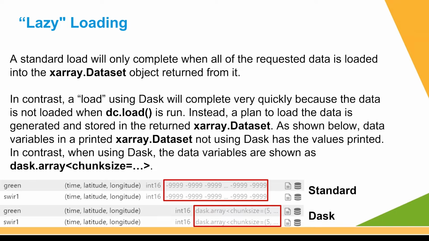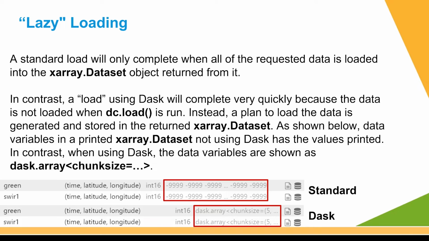has its values printed. In this case, we see a lot of negative 9999, but whatever the value may be. In contrast, when using Dask, as shown on the bottom, the Dask variables are shown as dask.array with some of their qualities in angle brackets, in this case, chunk size.